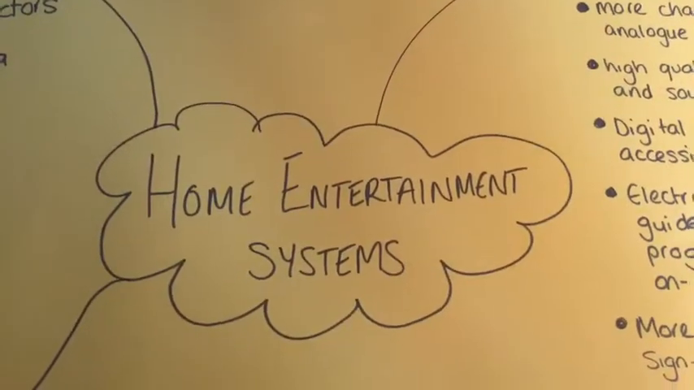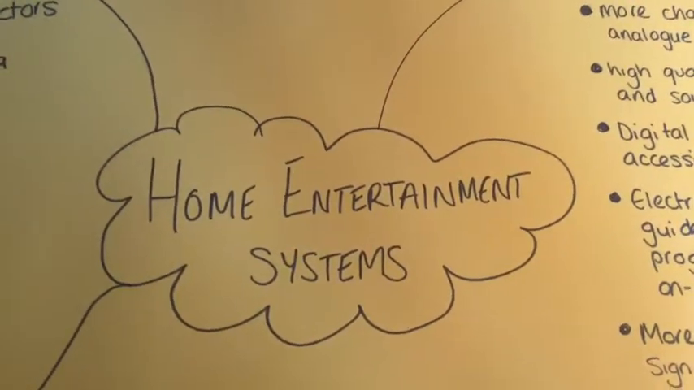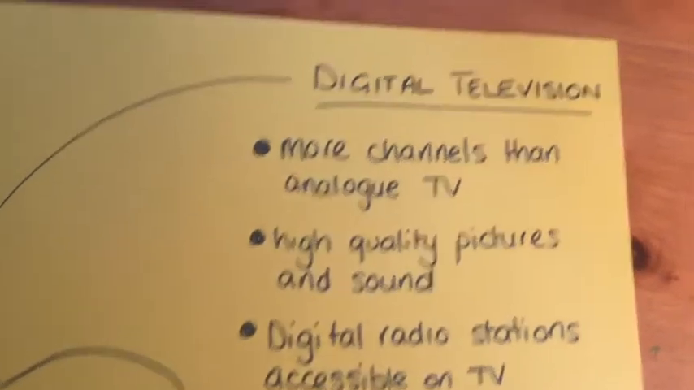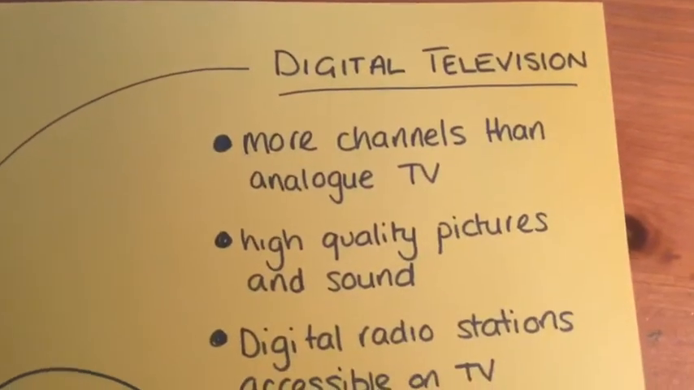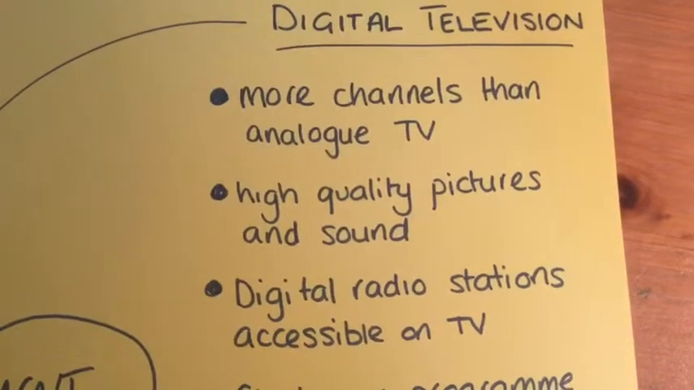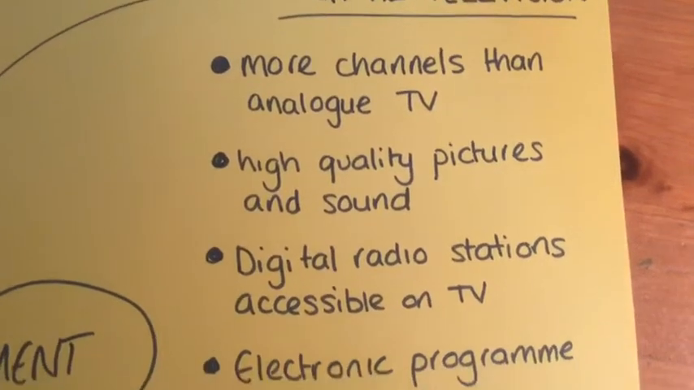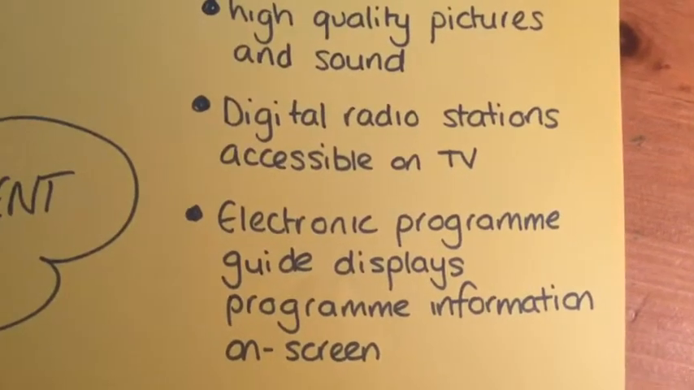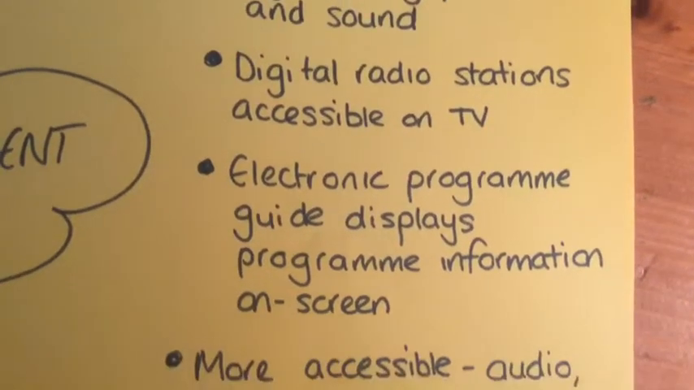Next section is home entertainment systems. We're going to start by looking at digital television. So with digital television, it's got more channels than analogue TV. It's got high quality pictures and sound. You can access digital radio stations on the TV. The electronic program guide displays program information on screen.